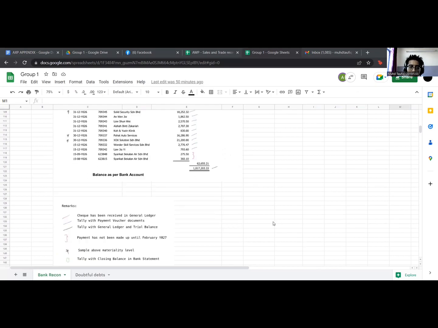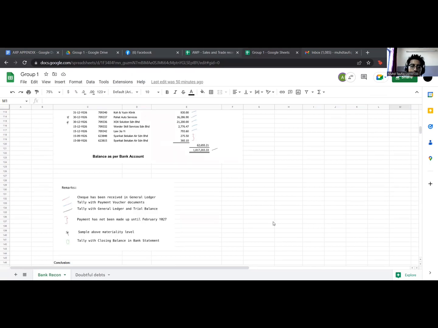So the remarks for the audit ticks: the red colored ticks indicate that the check has been received in the general ledger. The blue colored tick is tallied with payment voucher documents. The black colored tick indicates that it is tallied with the general ledger and trial balance. The red colored column indicates that the payment has not been made up until February Y027. The black colored star indicates that the sample is above materiality level. And last but not least, the green circle indicates that it is tallied with the closing balance in the bank statement.